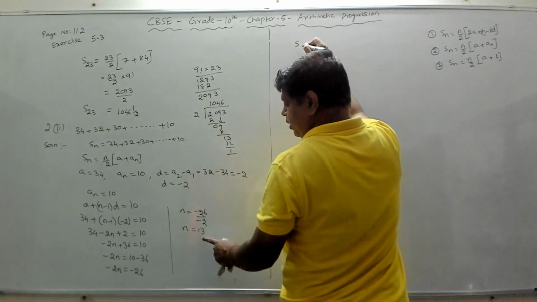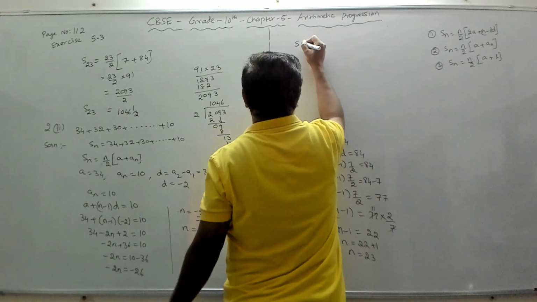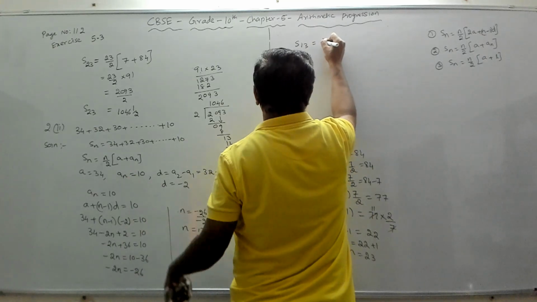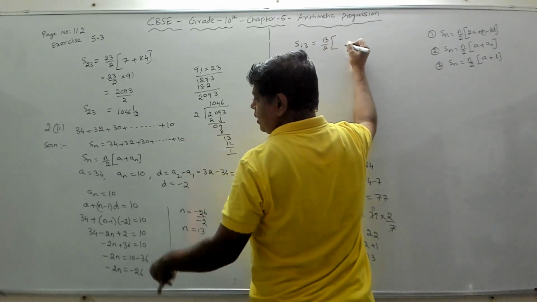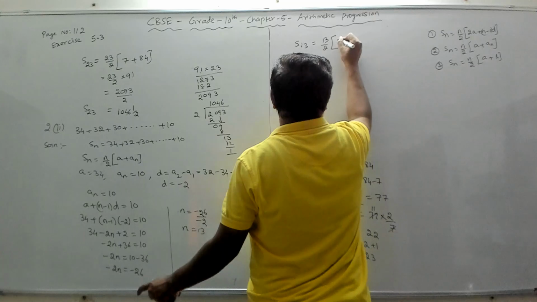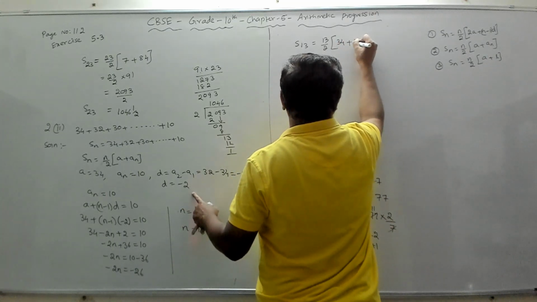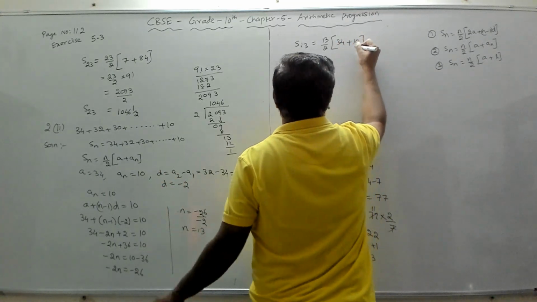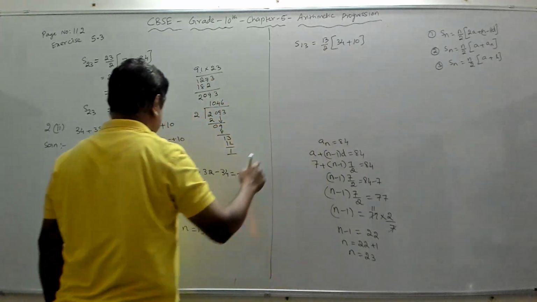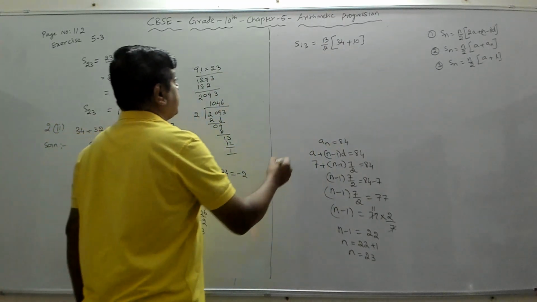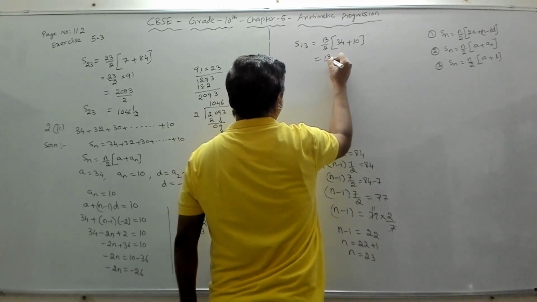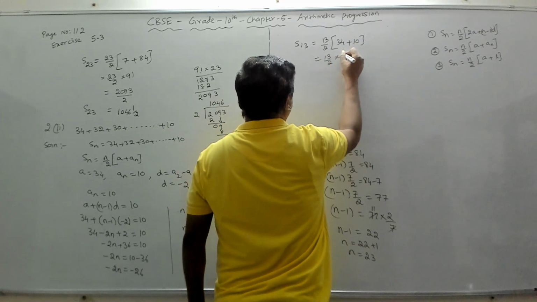So now we have to find S13. N is 13. So S13 equals n by 2 into A plus An, which is 13 by 2 into A, which is 34, plus An, which is 10. So that is 13 by 2 into 34 plus 10, which is 44.